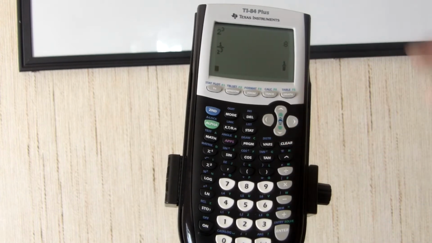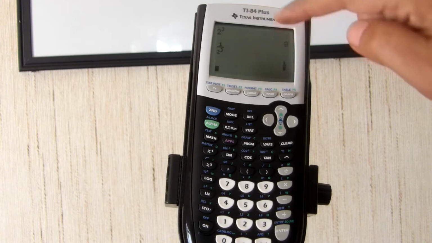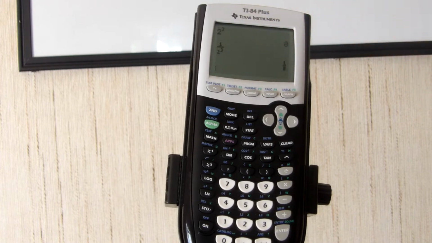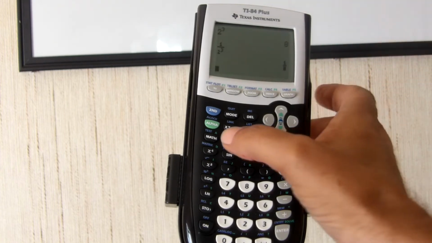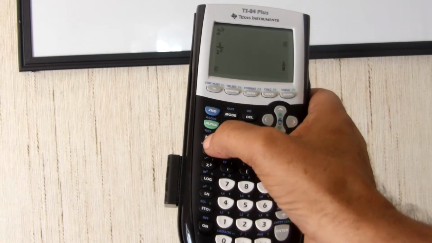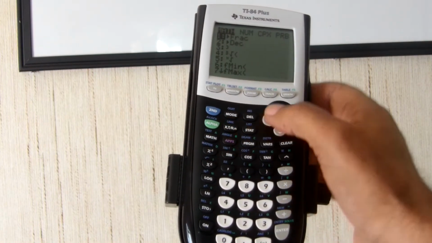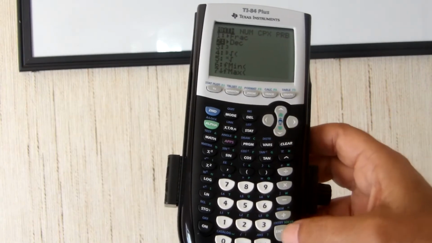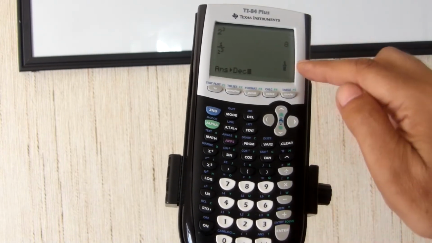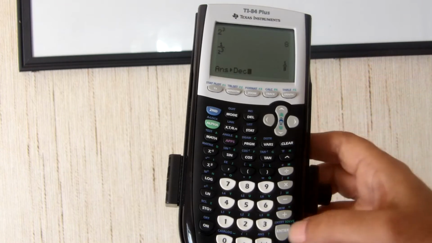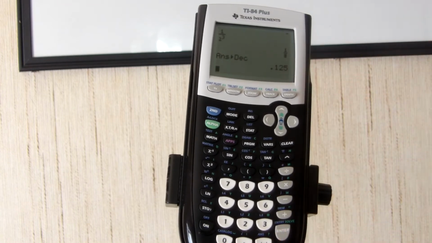What it actually did was 1 over 2 to the power of 3, and 2 to the power of 3 is 8. So it is 1 over 8. If you want to write it in decimal form, you see the decimals here. The answer, 1 over 8, is equal to 0.125.